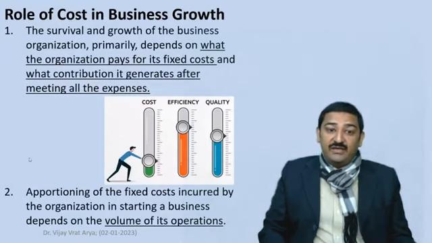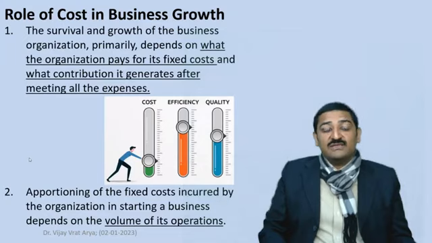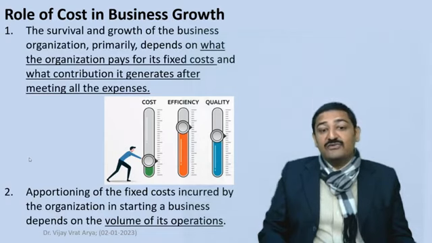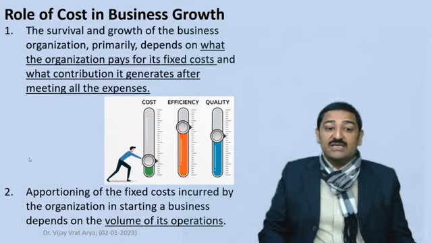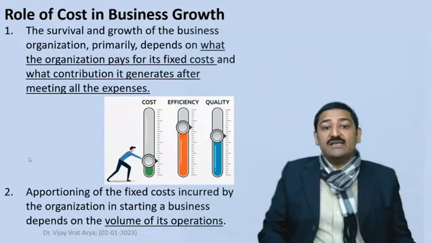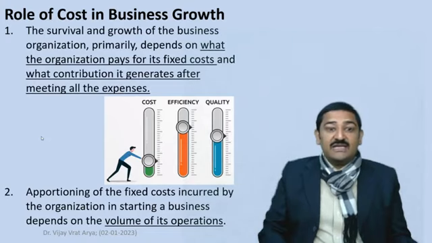Now, we need to understand the relevance of cost in terms of business growth. The survival and the growth of any business organization depend categorically on what the organization pays for its fixed costs and what contribution it generates after meeting all such expenses. At the same time, apportioning of the fixed cost incurred by the organization in starting a business depends on the volume of its operations. So cost is one major aspect that the firms or the managers in that firm try to streamline in such a manner that it can be minimized.